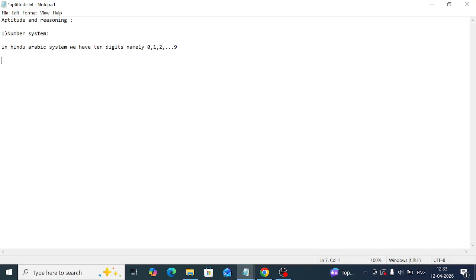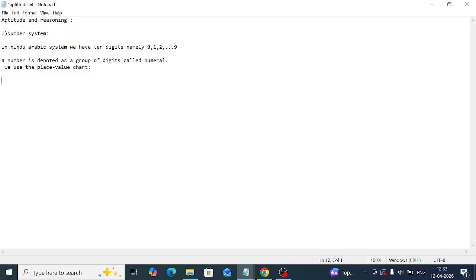What is meant by a number? A number is denoted as a group of digits called a numeral. To denote a numeral, we use the place value chart. What is meant by place value? That I will tell you later.